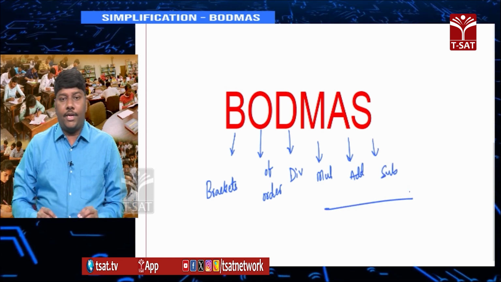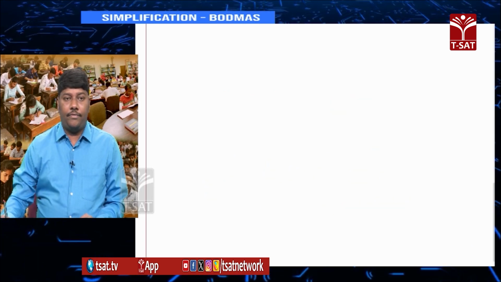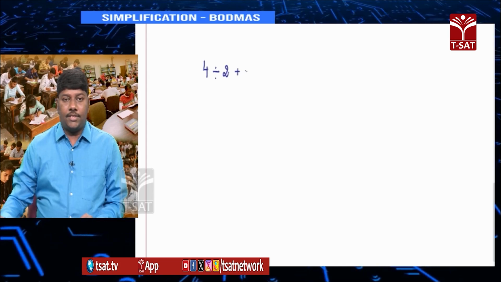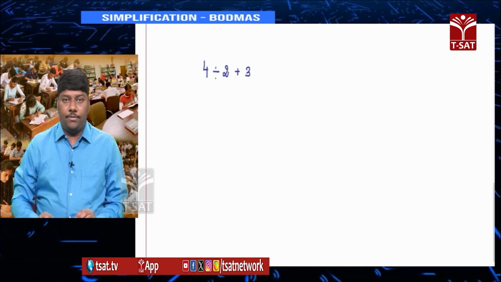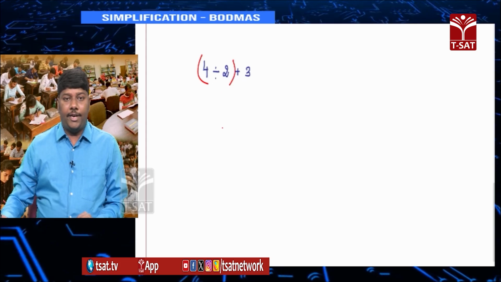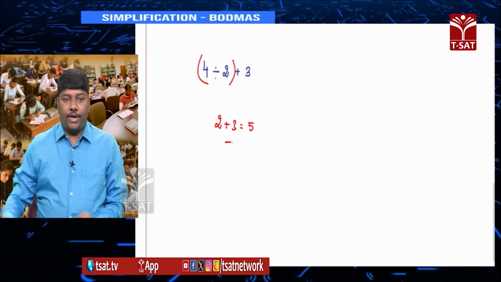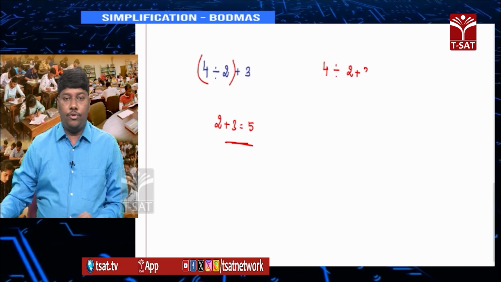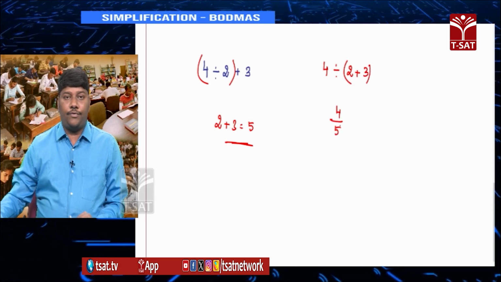When you have multiplication, division and addition at a time, we will get confused. Suppose you have 4 divided by 2 plus 3. If you don't know the order, I can first do 4 divided by 2, so that is 2 plus 3, it's 5. Or else someone else can say 4 divided by 2 plus 3, if I do 2 plus 3 first, then it's going to be 4 divided by 5. So the answer is 4 by 5.